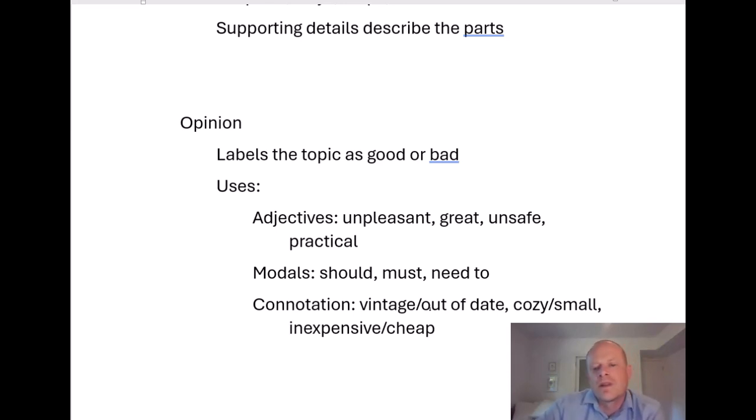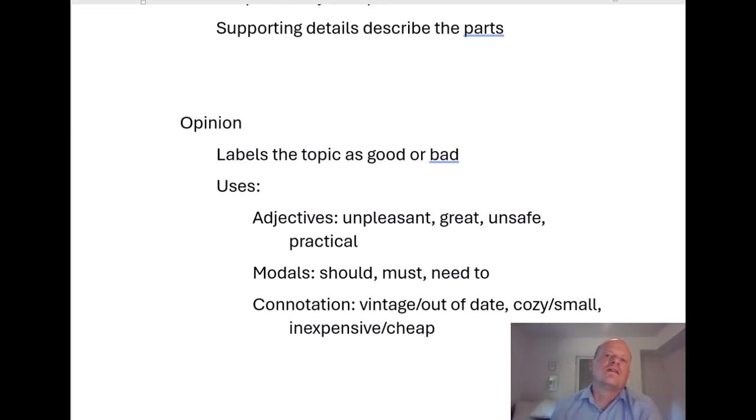And then my favorite, inexpensive and cheap. They both mean the same thing in terms of low price, but something cheap is not just low price, it could also be low quality, whereas inexpensive is only low price. So what would you rather have, a cheap phone or an inexpensive phone? Hopefully most of you said an inexpensive phone, because a cheap phone is probably low quality, low features, and could break easily. So connotative words, modals, and adjectives are three different ways to express an opinion connotation.